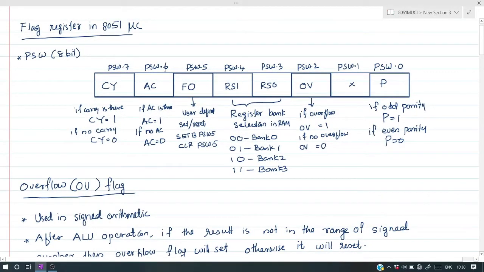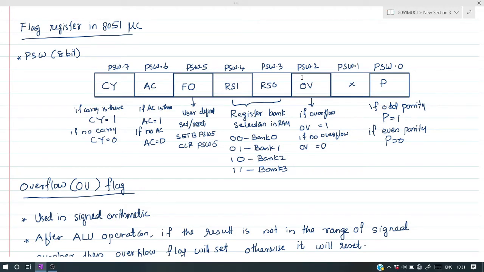In this video, let's discuss flag registers in the 8051 microcontroller, that is, the Program Status Word, PSW. PSW is an 8-bit flag register in the 8051 microcontroller. PSW gives the status of the current results after an ALU operation. Whenever an ALU operation takes place, the result is generally available in the accumulator, and the status of the result, such as carry, auxiliary carry, parity, overflow, etc., are available in PSW.